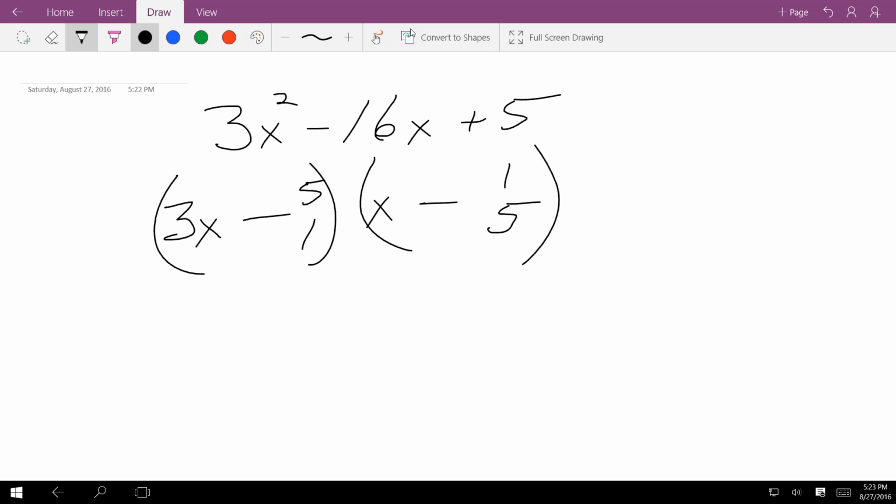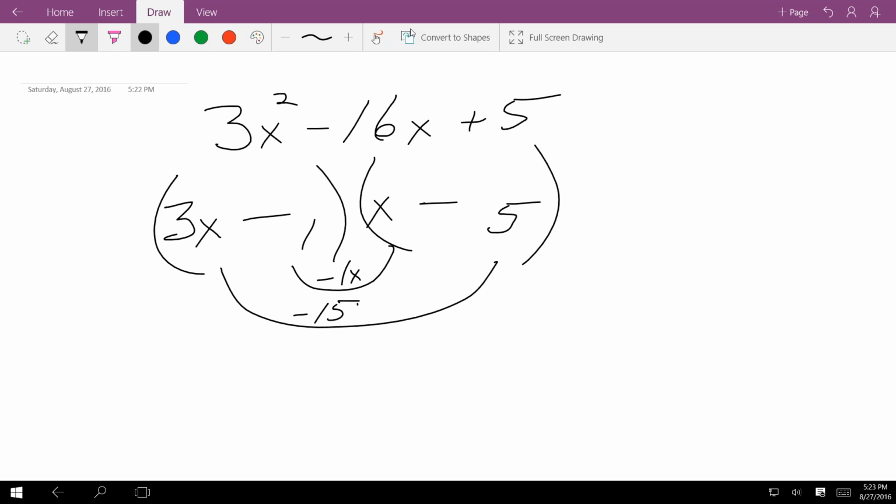Now, can you look at that and tell me which one it is? The one that goes with the 3x is the 1 and the 5 goes with the x. So I will erase that. And that's our answer because we get minus 1x minus 15x gives you minus 16x. Cool.